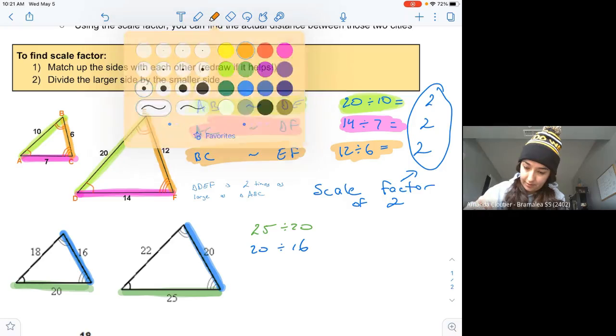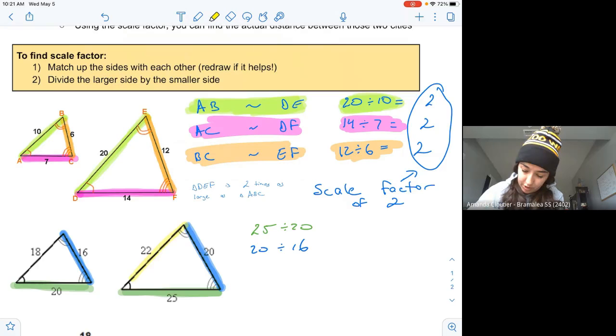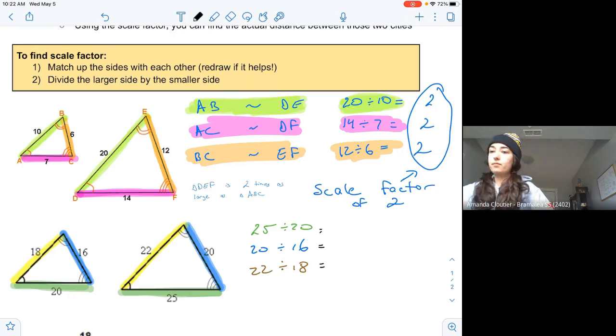Let's do this yellow. 22 is then going to match with 18. Perfect. So I'll do this across: 22 divided by 18. And we can actually go ahead and calculate all of that. Did anybody find out the scale factor? What did you get? Let's do it together.